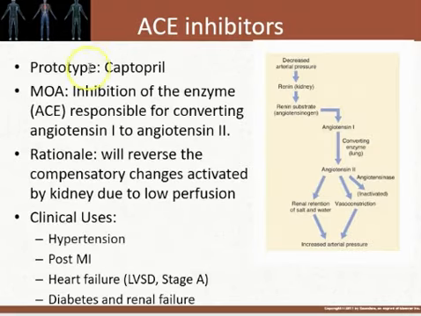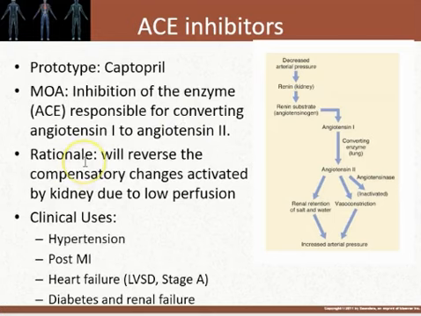All right. So the prototype is captopril. It's the oldest member of the ACE inhibitor category. And mechanistically, these drugs inhibit the enzyme ACE, responsible for converting angiotensin 1 to angiotensin 2. And angiotensin 2 is the one that's biologically active. It's the one that binds to the angiotensin 2 receptor. Angiotensin 2 receptor is also known as the AT1 receptor. I know it's confusing. So angiotensin 2 is the ligand. The receptor is the AT1 receptor.